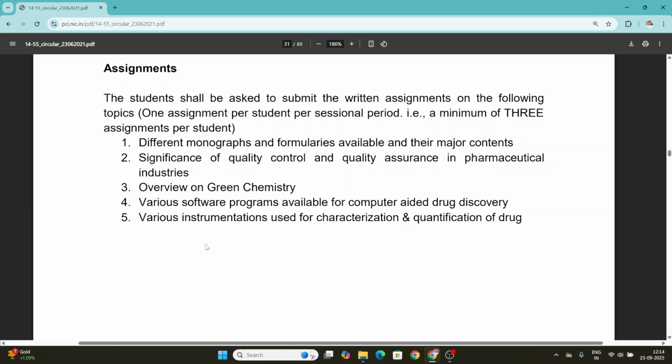1. Different monographs and formularies available and their major contents. 2. Significance of quality control and quality assurance in pharmaceutical industry. 3. Overview of green chemistry. 4. Various software programs available for computer aided drug discovery. 5. Various instrumentations used for characterization and quantification of drugs.